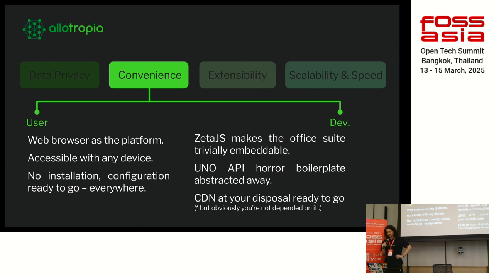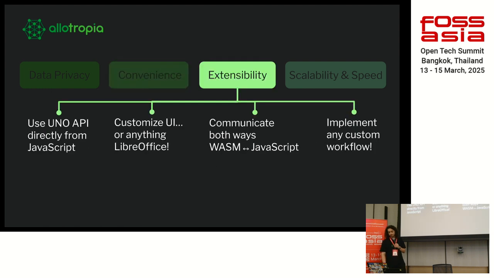And Zeta.js also provides this developer-centered view, so it makes the Office Suite trivially embeddable. As I just showed you, it makes this UNO API bound to JavaScript kind of go away. And how it actually does the trivially embeddable thing is that we also have a CDN, and you can just install an npm package. And then, yeah, if you're okay with using our CDN, go for it. Otherwise, you're not dependent on it. Everything's free and open source. Go build it yourself. We have tutorials on that as well. So extensibility is at the core of everything.